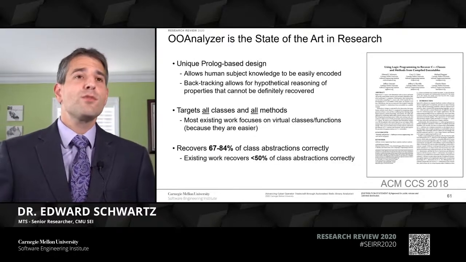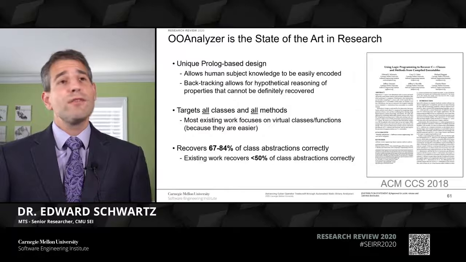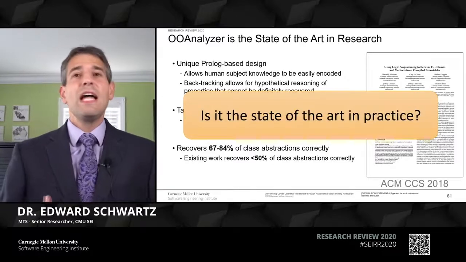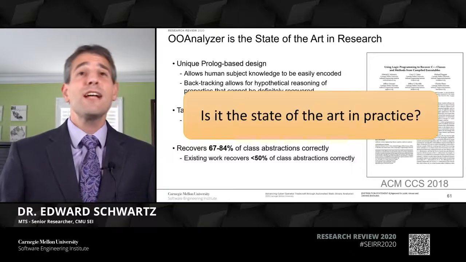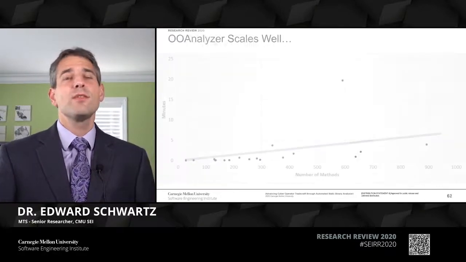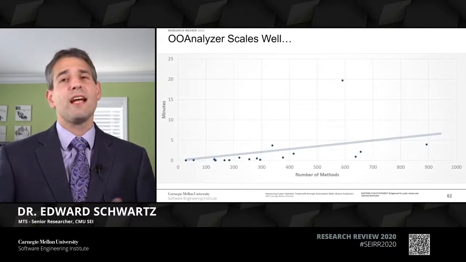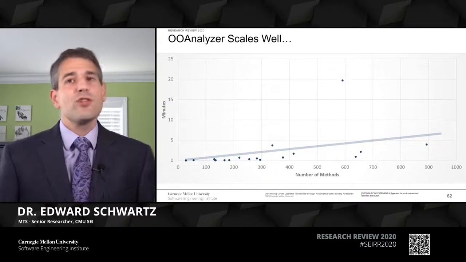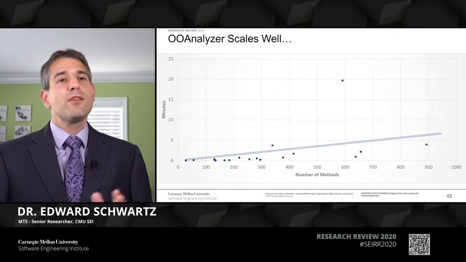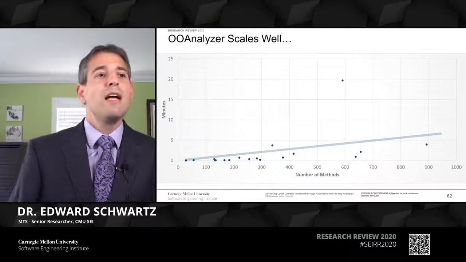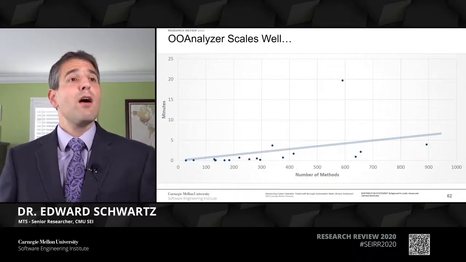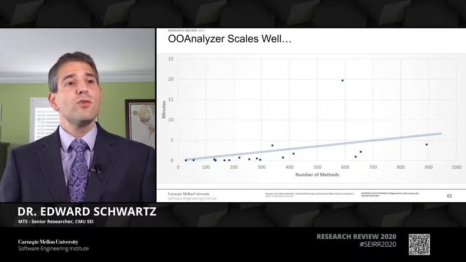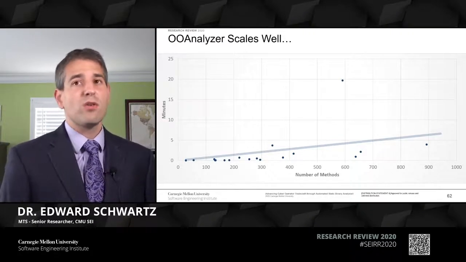But one of our concerns was that, because we wrote this in kind of a non-traditional language of Prolog, is it actually the state of the art in practice as well? Can it actually scale to the executables that we need it to be able to analyze? And to answer this question, we graphed some of the experiments we did in our original paper, and the x-axis here shows how many methods are in each program compared to the y-axis that shows you how long it took to actually do the analysis.